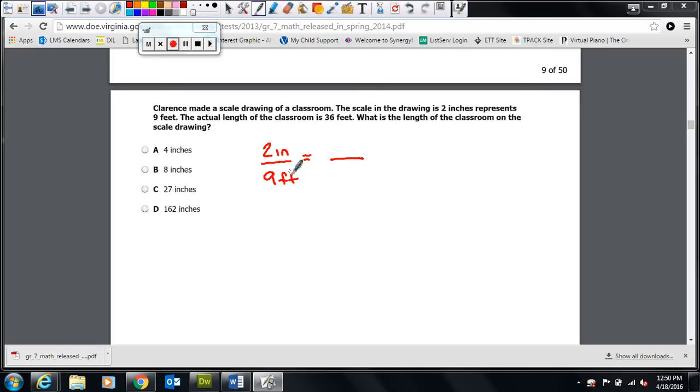In other words, if in this fraction I put my inches value on top and my feet value on the bottom, then in this fraction I must put my inches value on top and my feet value on the bottom. So let's see what it says in the second half of this problem. It says the actual length of the classroom is 36 feet. 36 feet was given to me. Since I have feet in the bottom, I need to put 36 feet in the denominator of this fraction. What is the length of the classroom on the scale drawing? On the scale drawing, that was the inches, so that's what we don't know. That's our question mark, our x, and our unit is inches.